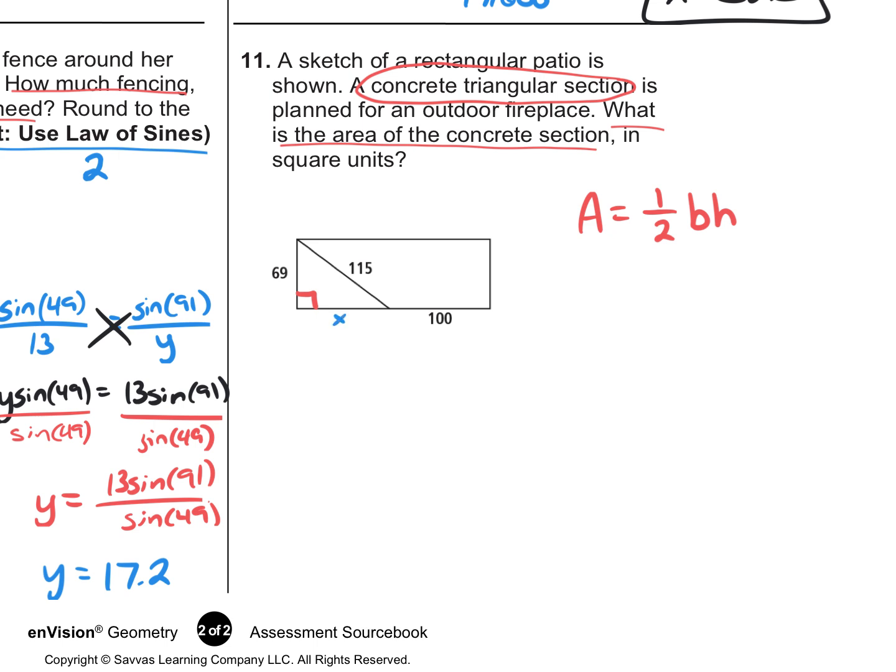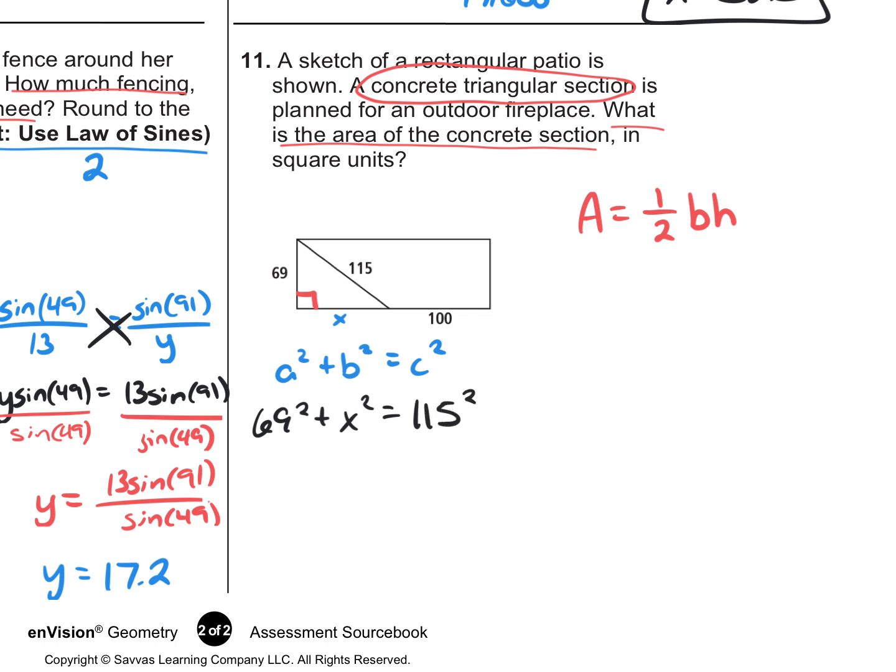This Pythagorean theorem, right? If I know two sides, I can find the missing side using Pythagorean theorem. A squared plus b squared equals c squared. When you use Pythagorean theorem, what matters? What you put for c. So what can I plug in for a? 69. Yep, 69 squared plus x squared equals 115 squared.